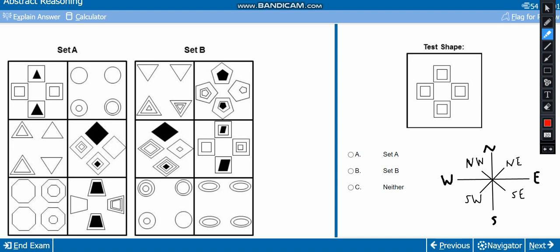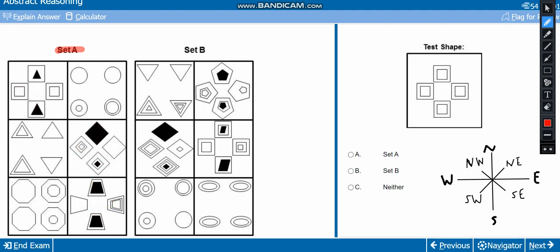Okay, first we're going to look at set A. Now we have first the plus configuration, so the north, east, south, west configuration. The first thing I noticed is that whenever it is in a plus configuration, the north and south shapes have some sort of black element to it. A black shape inside a larger white shape or a black shape overall. There are black shading in the plus configuration.